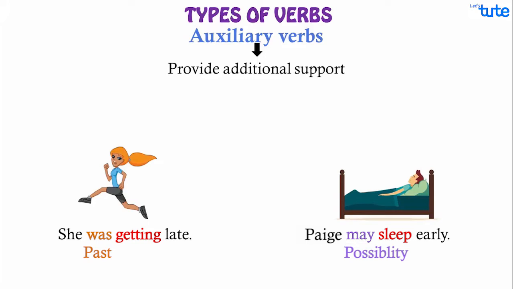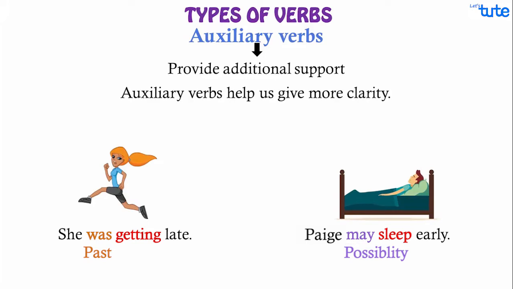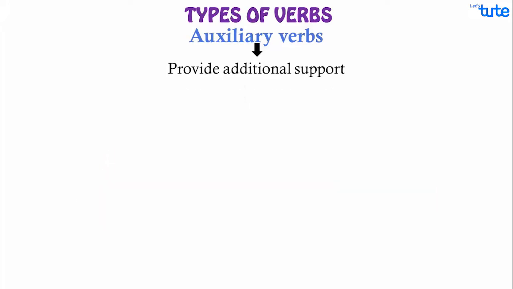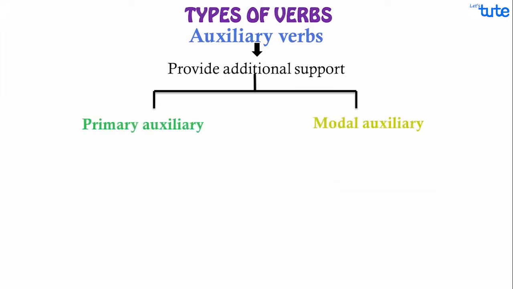So, in short, auxiliary verbs help in giving more clarity to the main verb as to what is happening, or when it is happening, or the possibility of something, etc. These auxiliary verbs are further divided into two types. Let's understand them one by one.